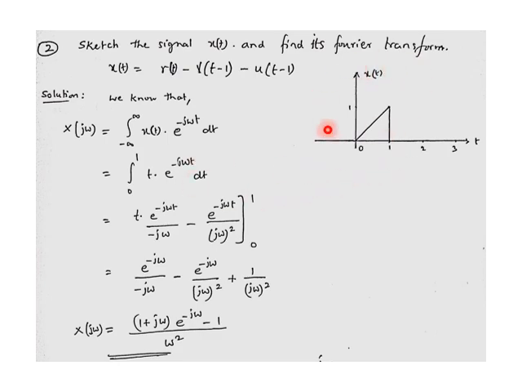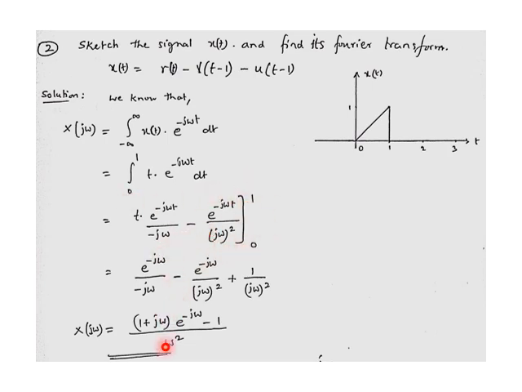So for this I have to find the Fourier transform. The Fourier transform says x of j omega is equal to the integration from minus infinity to infinity of x of t into e to the power minus j omega t dt. So x of t is equal to t over the time interval 0 to 1. Substituting, I take the integration of t into e to the power minus j omega t. Integration by parts: the first term as it is, times the integration of the second term, minus the differentiation of the first term times the integration of the second term, and that whole term is integrated again, so I'll get this term. So apply the limits 0 to 1.